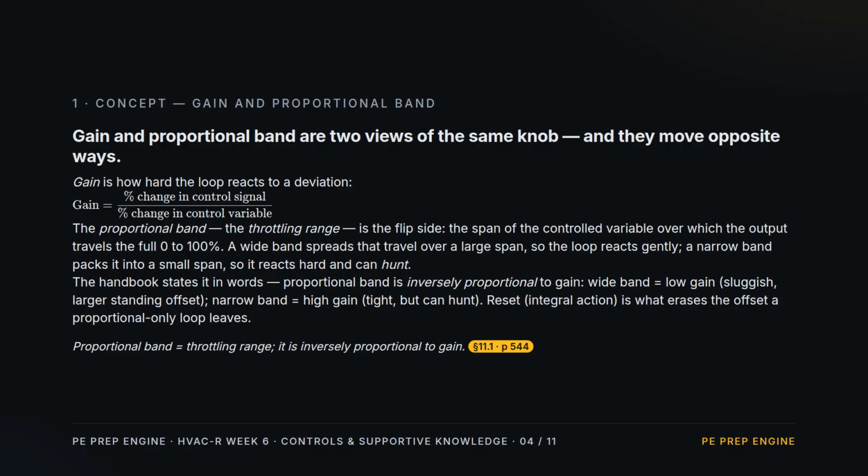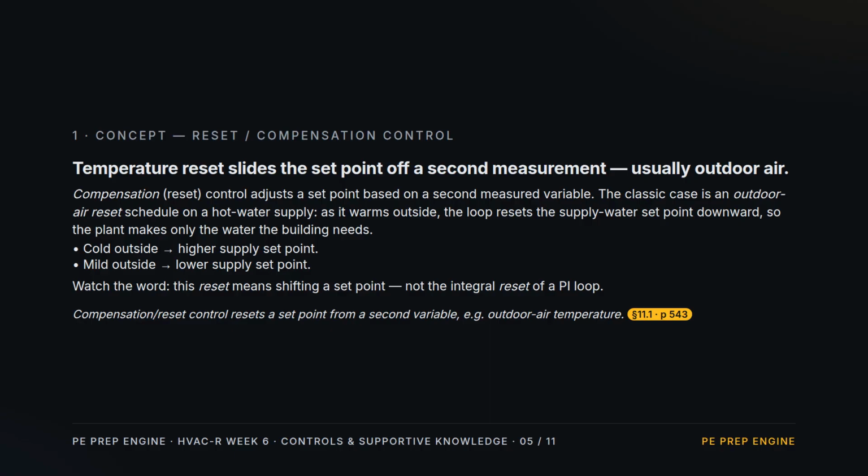and reset is what erases the offset a proportional-only loop leaves behind. Concept: reset or compensation control. Compensation control adjusts a set point based on a second measured variable. The classic case is an outdoor air reset schedule on a hot water supply. As it warms up outside, the loop resets the supply water set point downward, so the plant makes only the water the building actually needs. Cold outside, higher supply set point. Mild outside, lower. Watch the word here. This reset shifts a set point. It is not the integral reset of a PI loop.